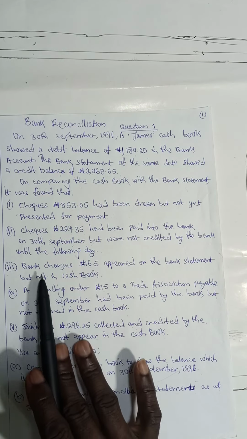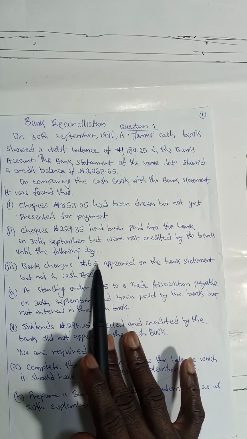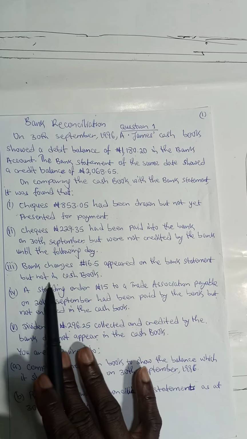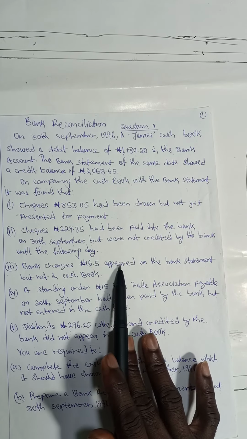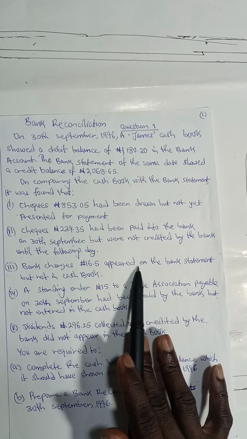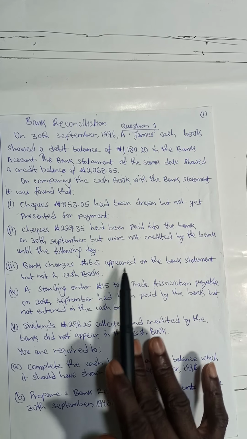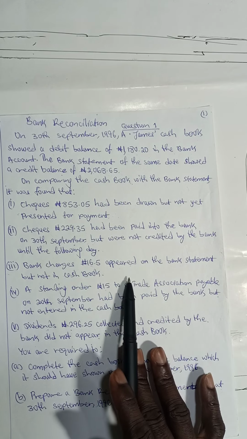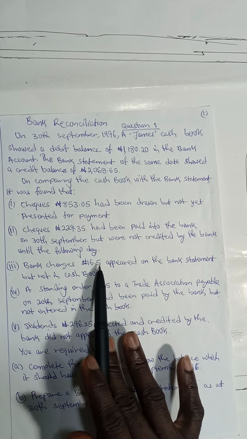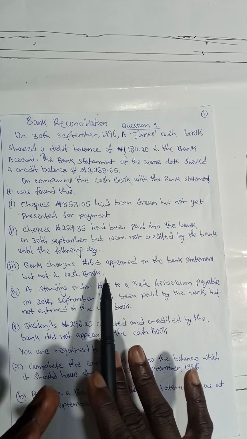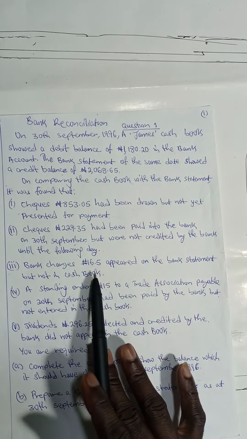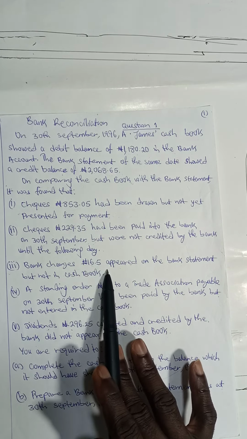So we have here also bank charges of 16 naira 5 kobo that appear on the bank statement but not in the cash book. So this item you have to import into our adjusted cash book because it has not yet appeared in our cash book. It's only appearing in the bank statement, on the debit side. So we have to import it into our cash book credit side.